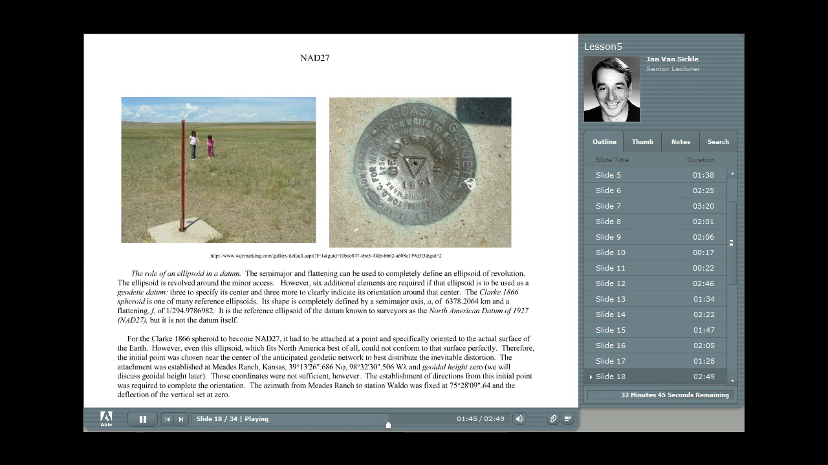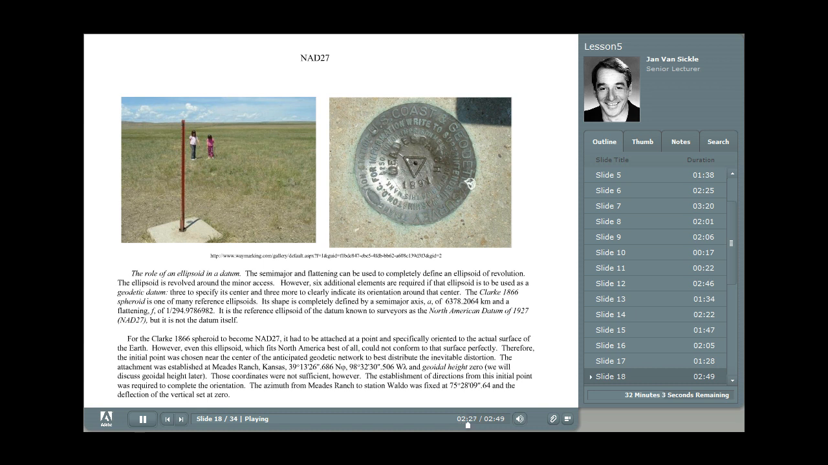Now note that the Clark 1866 ellipsoid with those values was the reference but not the datum itself. For that ellipsoid or that spheroid to become a datum, it had to be attached to the Earth at a point and specifically oriented to the actual surface. And this ellipsoid, which fits North America very well, of course it doesn't conform to the surface of the Earth perfectly, but an initial point was chosen near the center of this geodetic network, and that was at Meade's Ranch in Kansas, at the latitude and longitude given there. The geoidal height, we'll talk about what that is exactly later, but the geoidal height was presumed to be 0, and it was attached at that point.